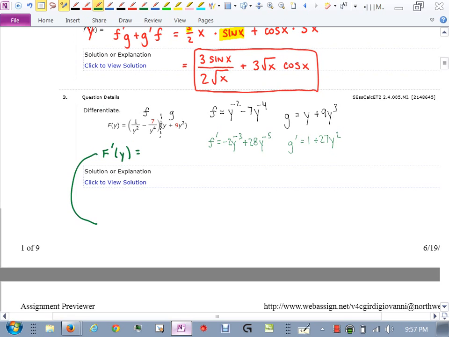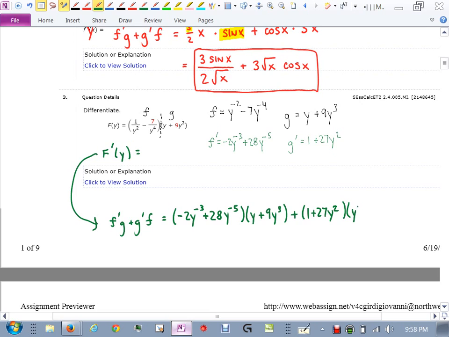So my capital F prime of y should be f prime g plus g prime f, which is negative 2y to the negative 3 plus 28y to the negative 5 times g, which is y plus 9y cubed, then plus g prime, which is 1 plus 27y squared, times f. F was y to the negative 2 minus 7y to the negative 4.